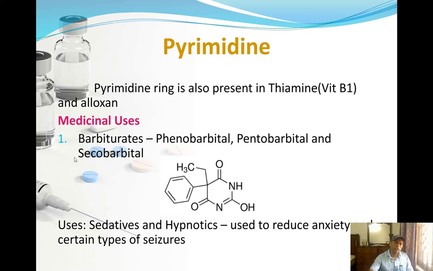The first group of drugs is barbiturates. You have the examples of phenobarbital, pentobarbital, and secobarbital. So this is the structure of phenobarbital. Right? You have the pyrimidine ring over here, right? It is used as a sedative and a hypnotic, that is to reduce anxiety, and it is also used in certain types of seizures.